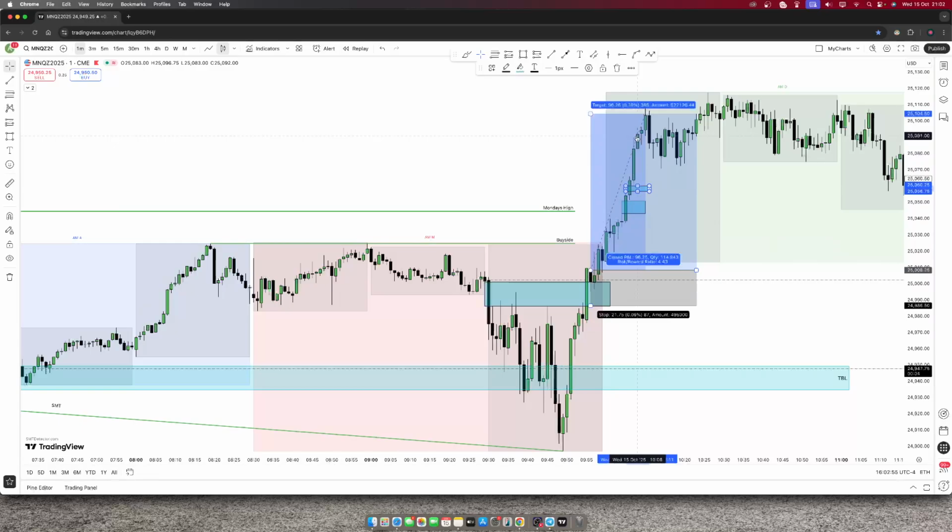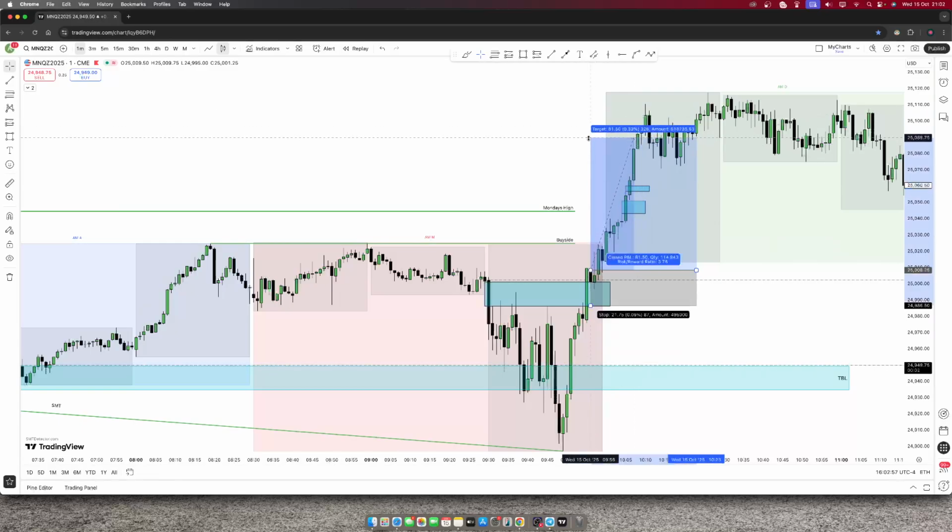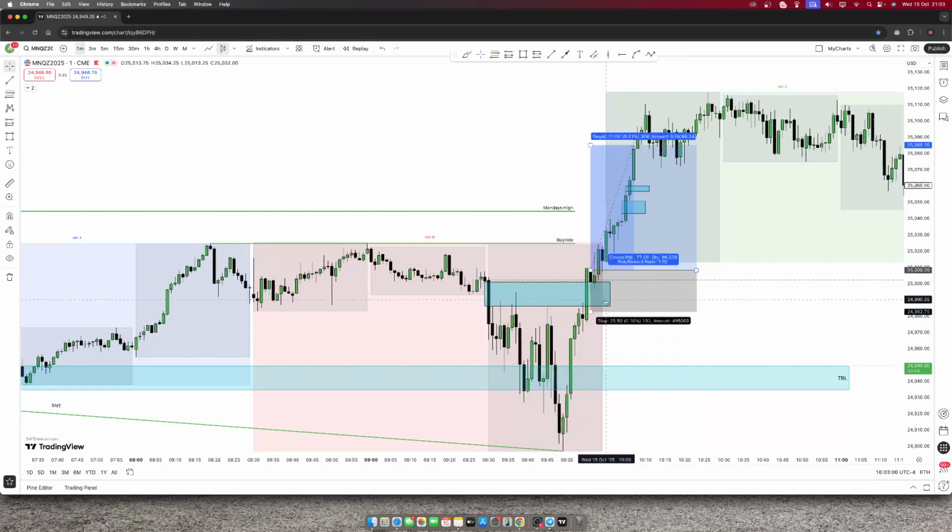And then we ended up getting a 2-3 candle push, and it was at this point I decided to take it, which is a 1 to 3 risk to reward ratio. I think it was a little bit bigger, which is right there. So that was the trade right there.